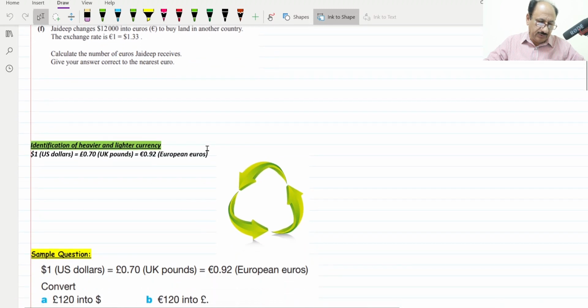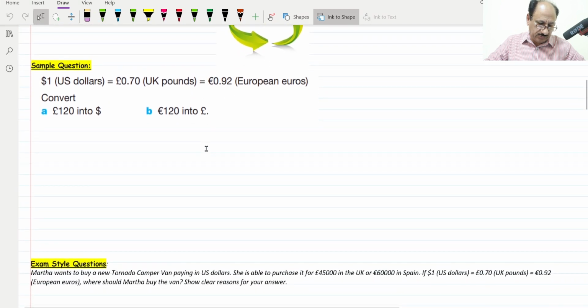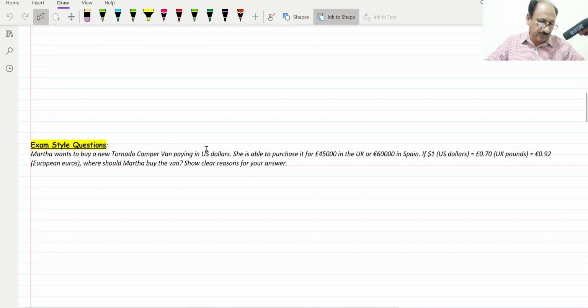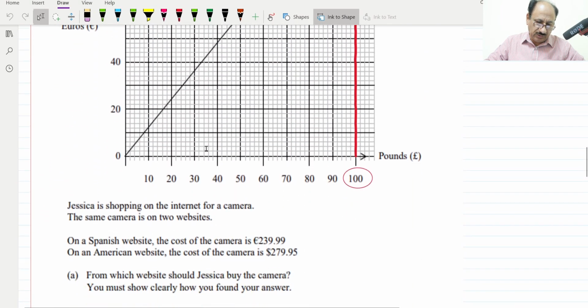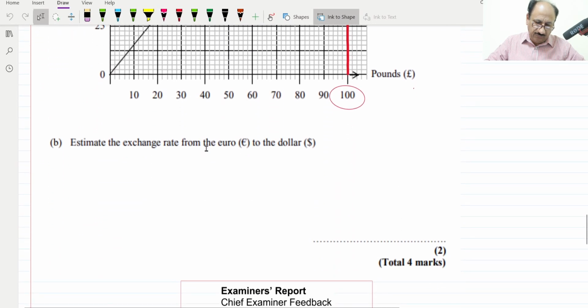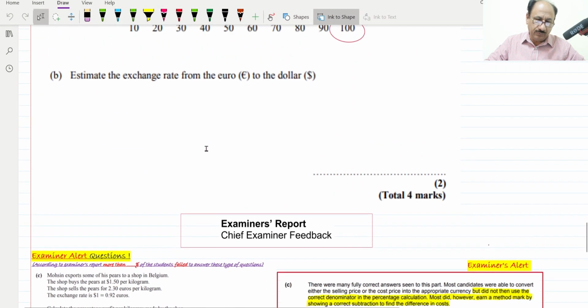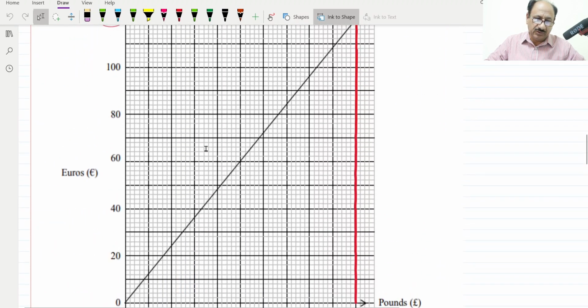And then we will be discussing when we have conversions of three currencies at the same time, and we have to interconvert those three currencies. How we can deal with that type of situation, that will be interesting. And then exam style questions also, and exam style questions have graphs also. And then at the end we will be going through the examiner's report about a selected question from the exam.